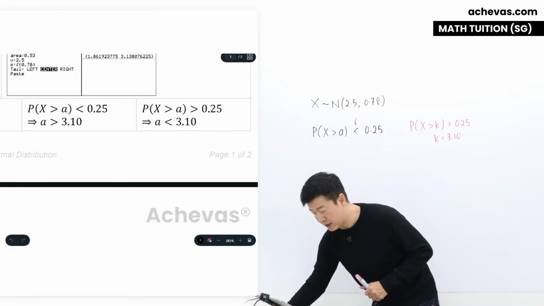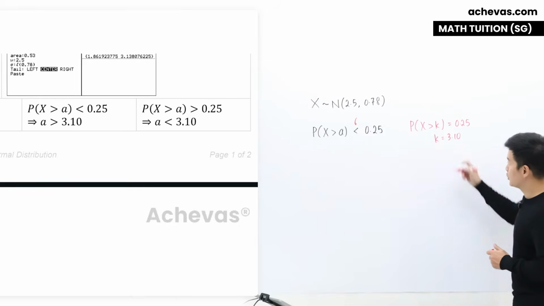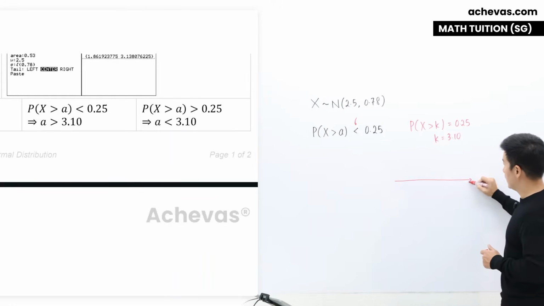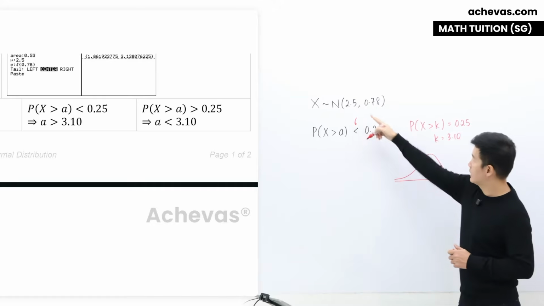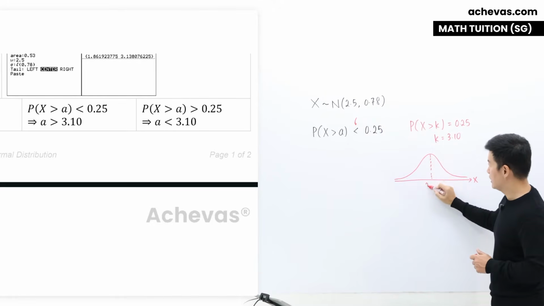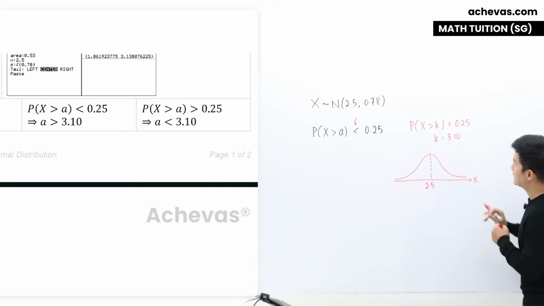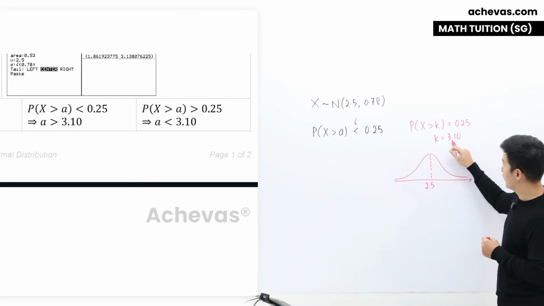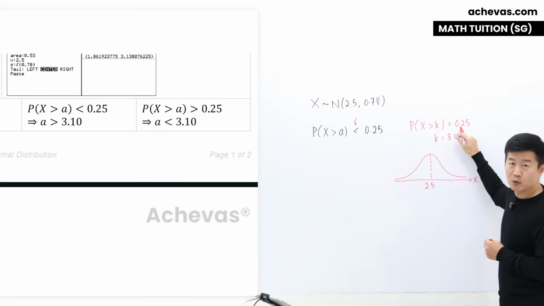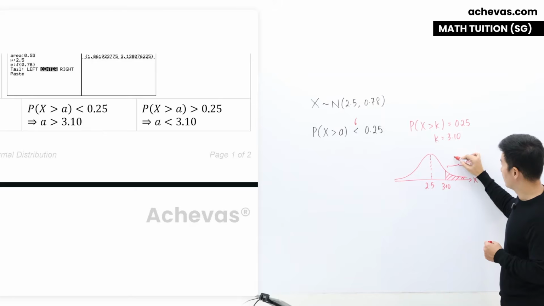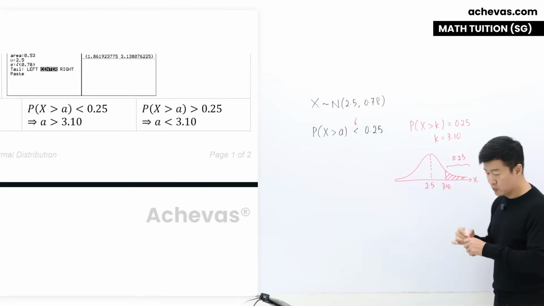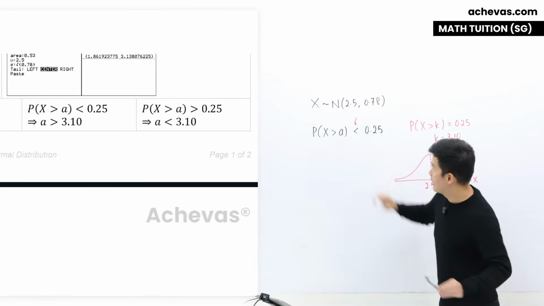We are trying to find out about a. So what we are going to do is first visualize this on a bell curve. The bell curve is going to be meant for x, and we know that the middle here is 2.5. What we are seeing here is that the area to the right of 3.10 is equal to 0.25. So for example, let's say this is 3.10. This region here on our bell curve will have an area of 0.25.